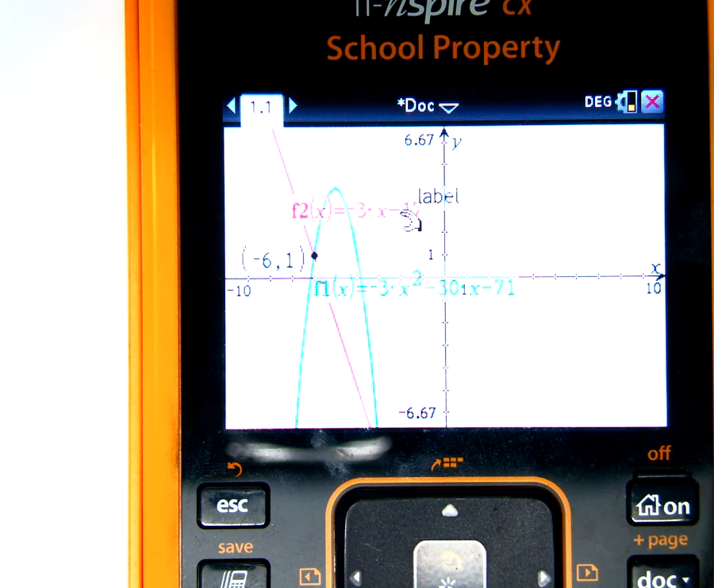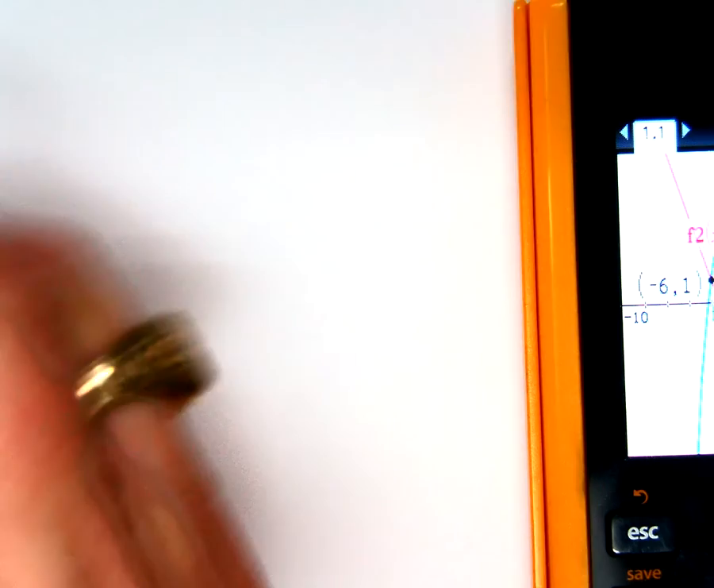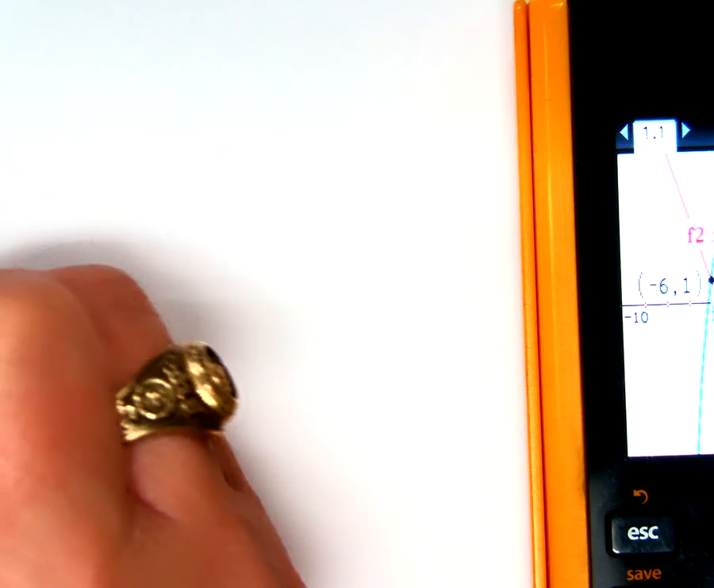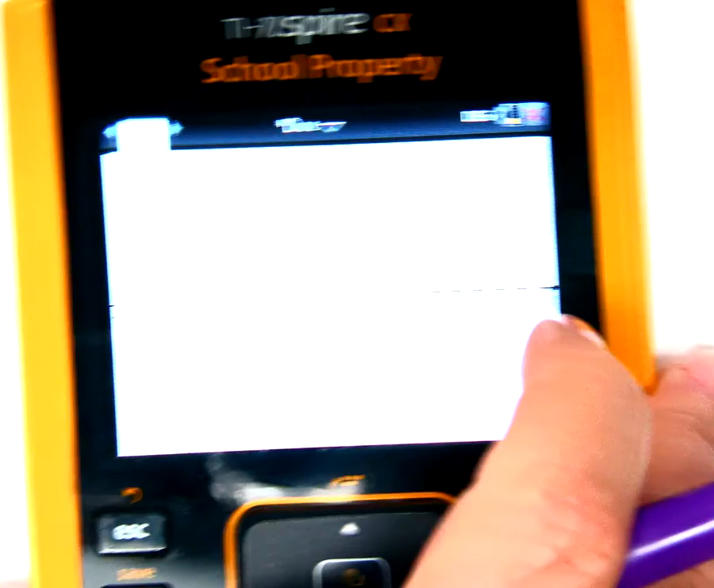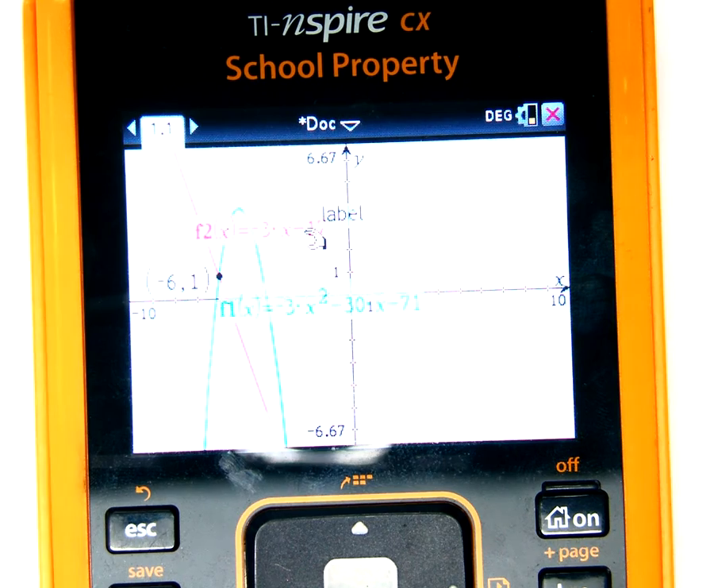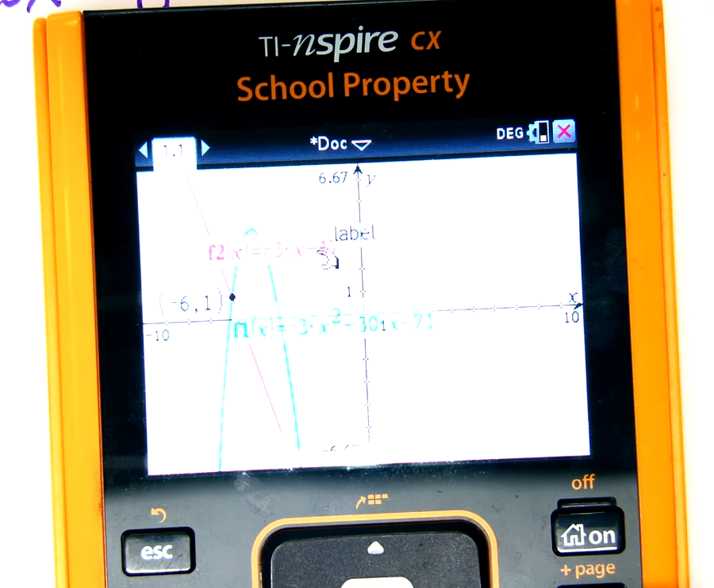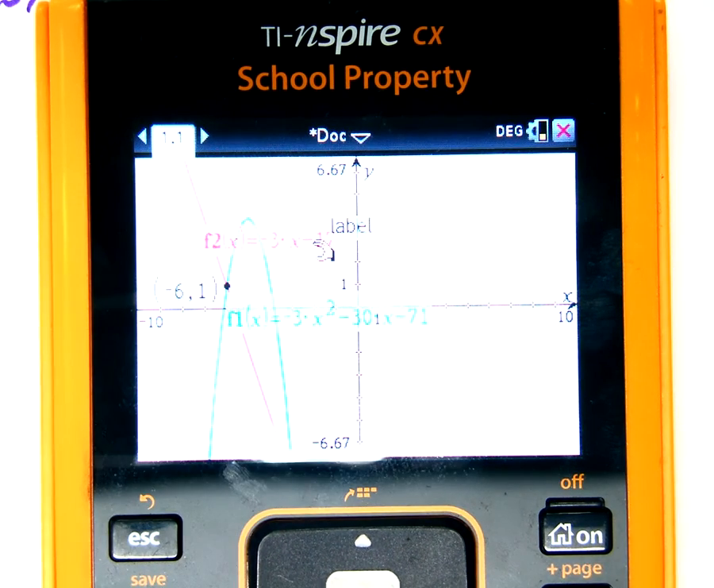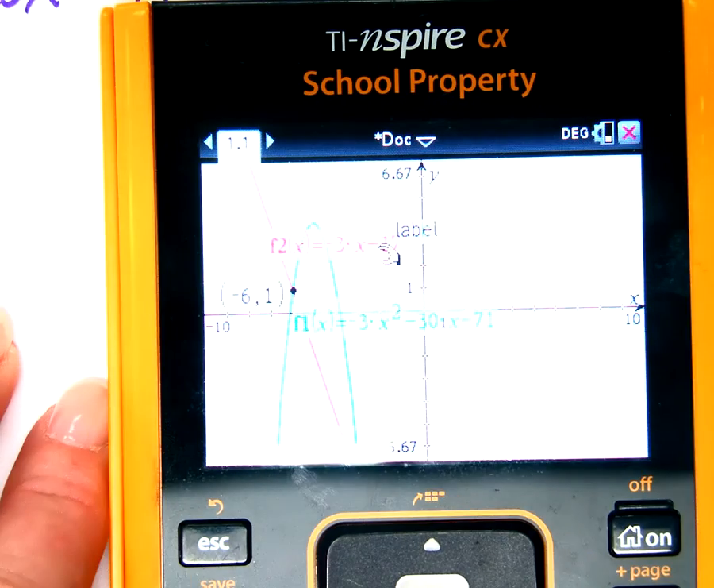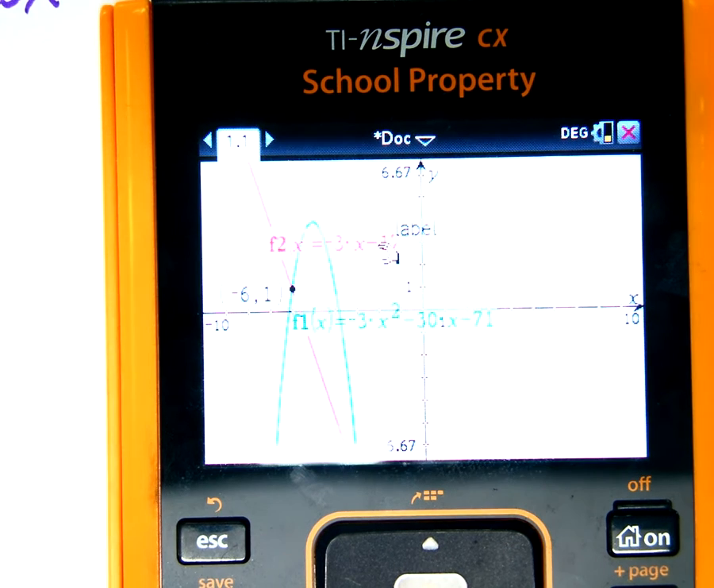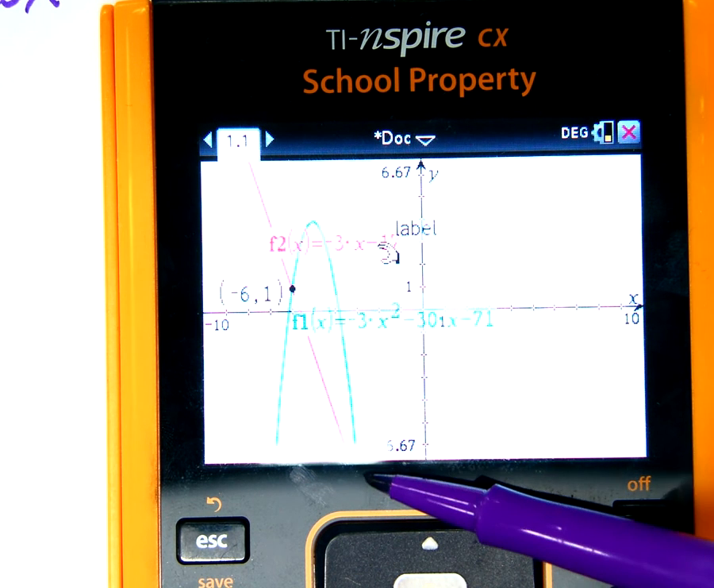You see what the answer is? Negative 6, 1. Okay, I know you didn't see what I just did. I just wrote the first answer over here by my problems. So we have a couple options here of how to figure out where that other intersection is.